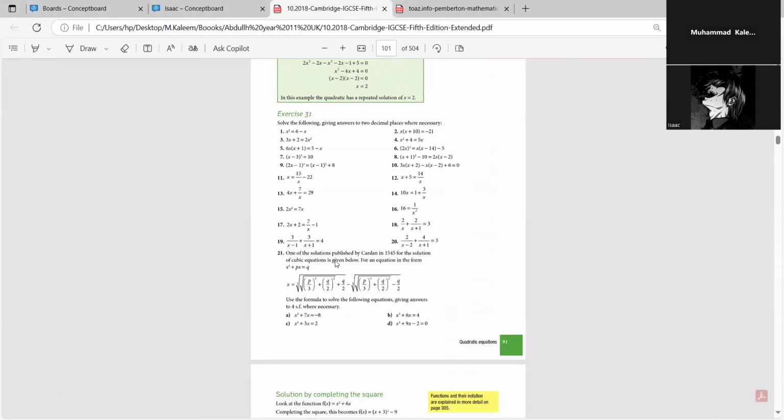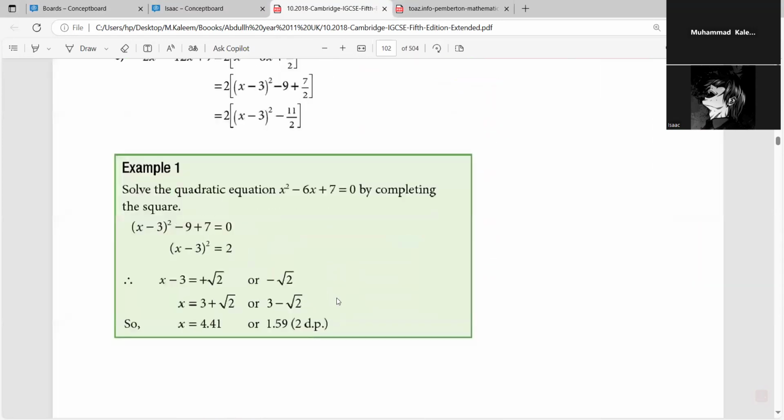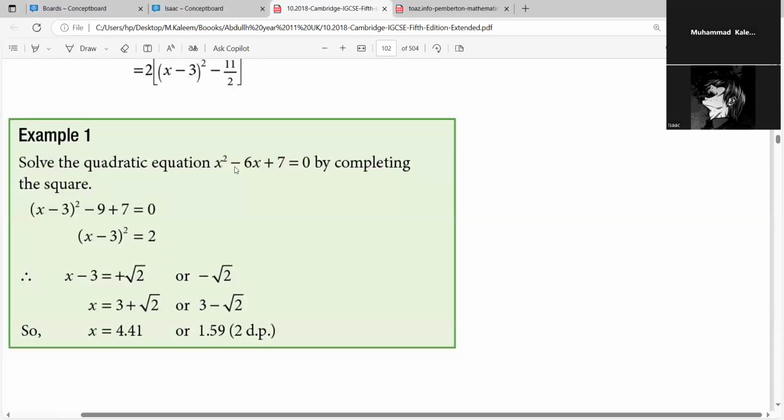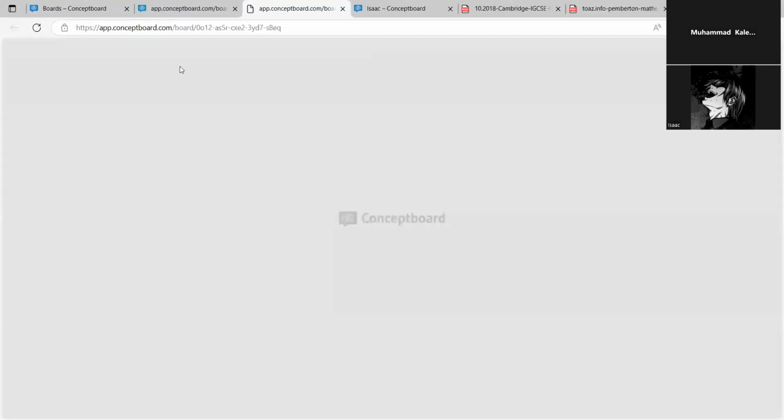Where they are solving. Just wait a minute. Yeah, here we have an example. Solve the quadratic equation x square minus 6x plus 7 is equal to 0 by completing the square. So what you need to do, first of all, x minus 3 whole square. They are explaining by using another technique. Okay, I will explain by using another technique. Like this, we have to solve. Let's check out the example first, then we will solve the question. Let me create a new board for you.